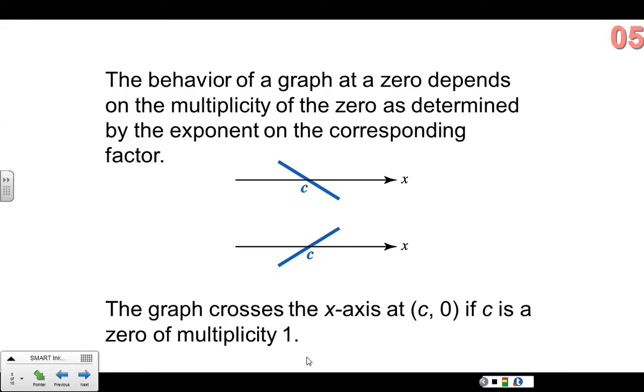Zeros are where your function crosses the x-axis. The behavior of a graph at a zero depends on the multiplicity of the zero as determined by the exponent on the corresponding factor. If you have a linear factor that is a zero, or a number that is a zero, if its multiplicity is just 1, it actually just crosses at that point. The graph crosses the x-axis at that 0 if it has a multiplicity of 1. So it just goes straight through it.